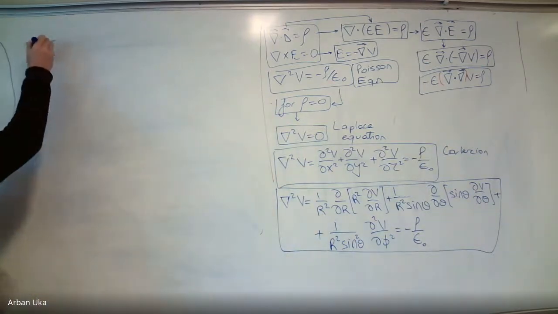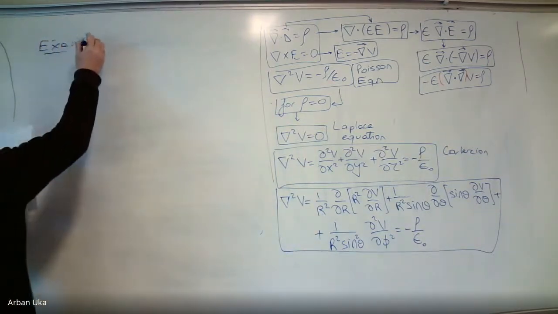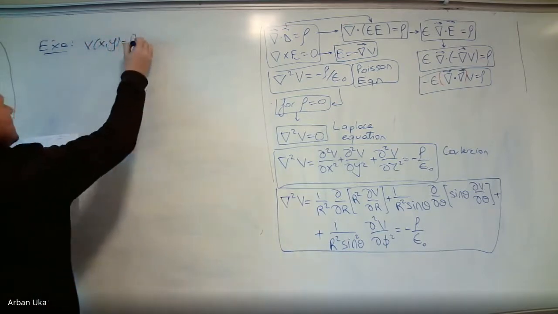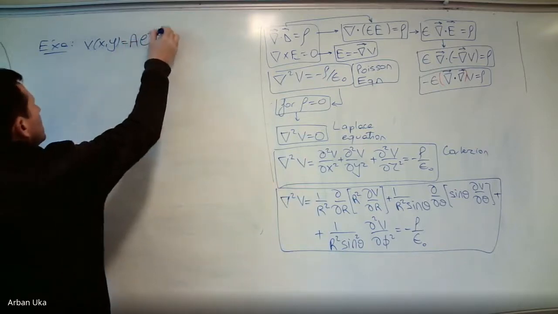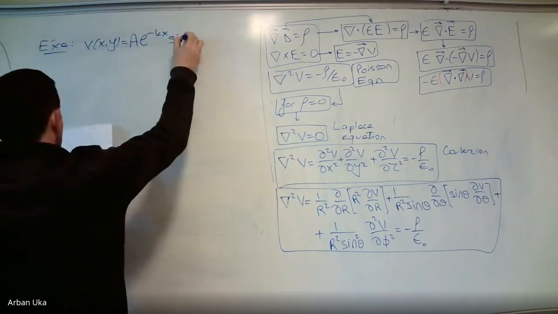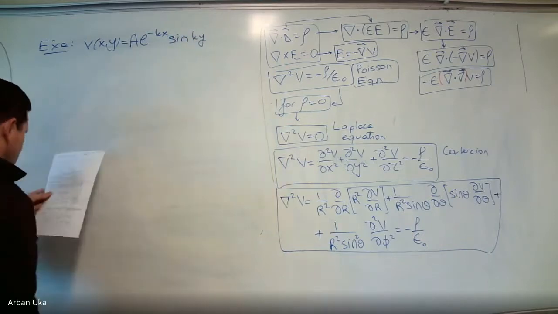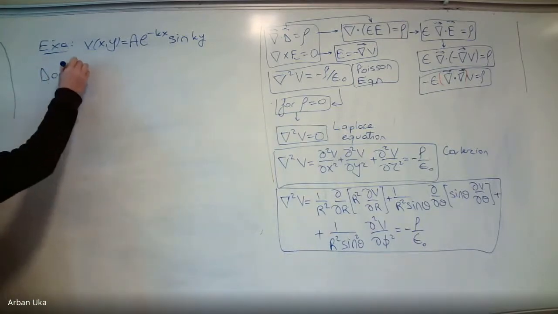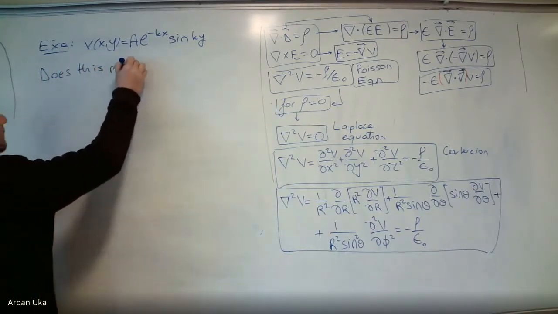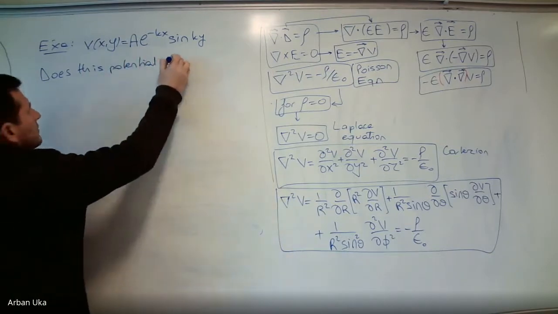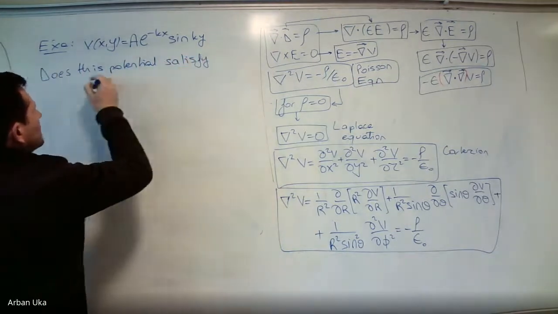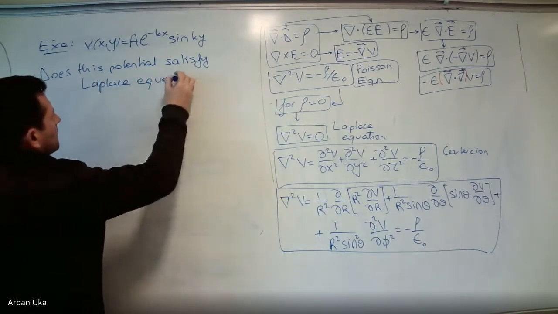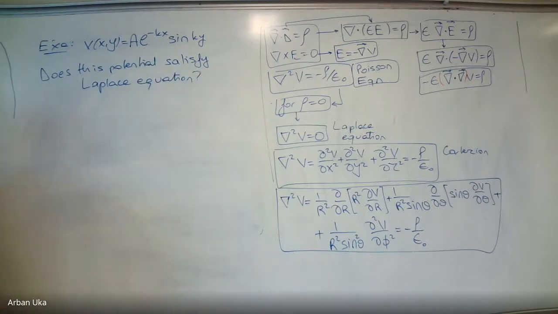And we can see an example where we can be given a potential V, which is a function of x and y, and this one can be written as a constant A, e to the power minus kx sine ky. Now, the question can be the following: does this potential satisfy the Laplace equation? So, does this potential satisfy the Laplacian equation?